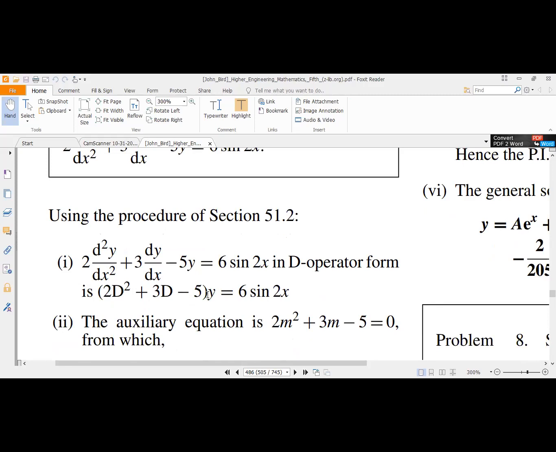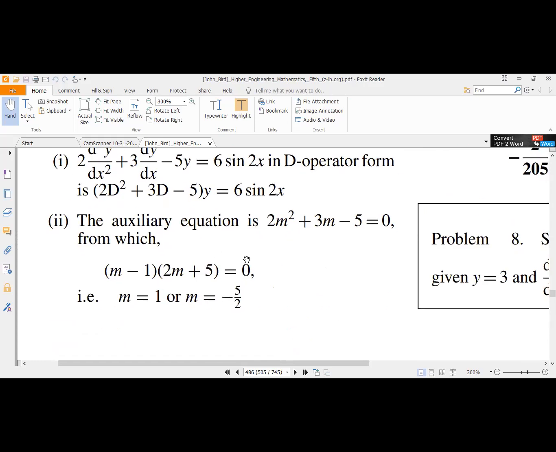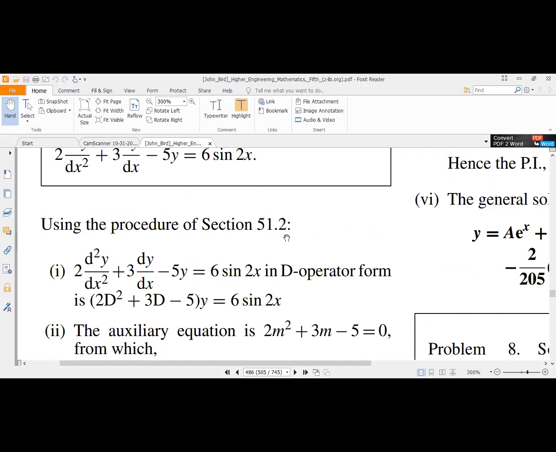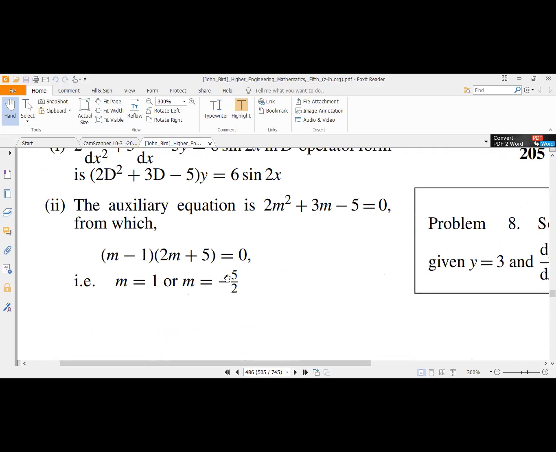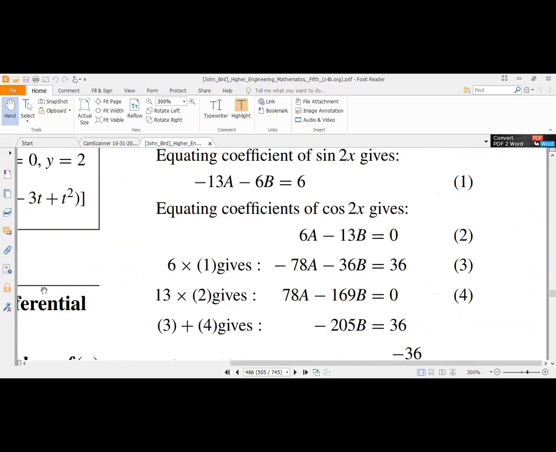Now, the next thing is that I need to replace my y. But before I proceed, let's take a look at the complementary solution. By the time you substitute, you assume your y equals e to the mx. Then you have 2m squared plus 3m minus 5 equals 0. By the time you solve it, you see that your m is 1 and your m is minus 5 over 2, which I think I don't need to explain. But let's focus on the real issue at hand now.